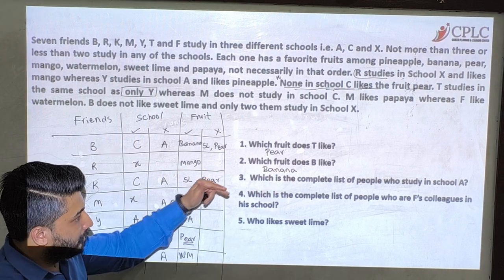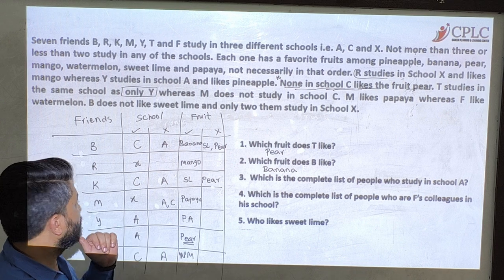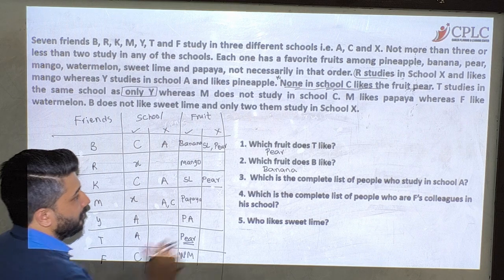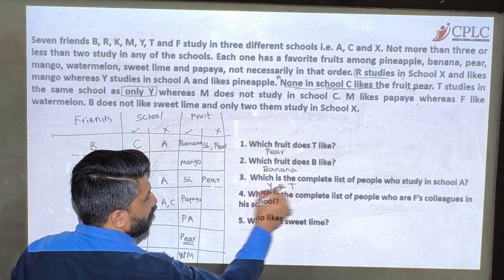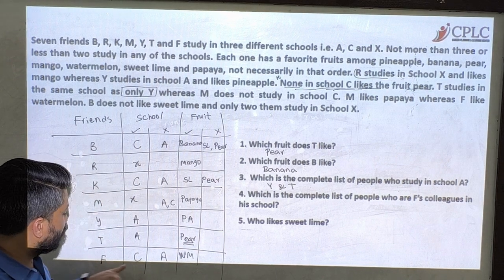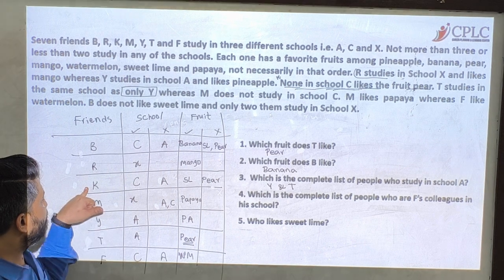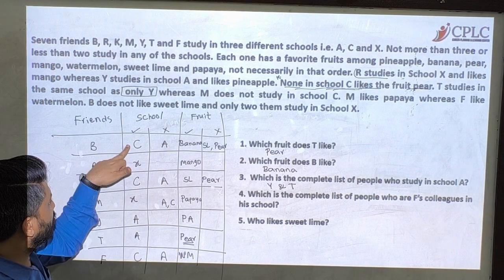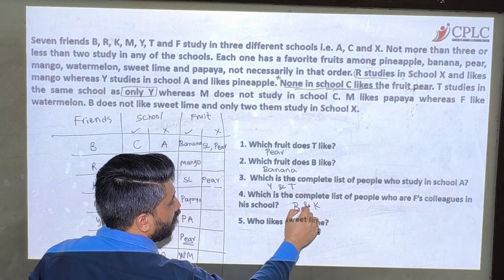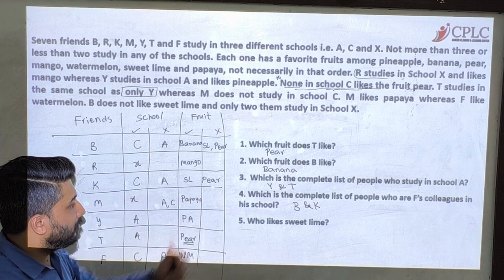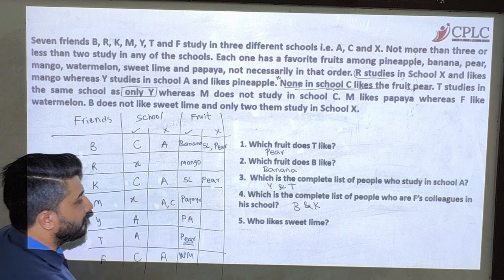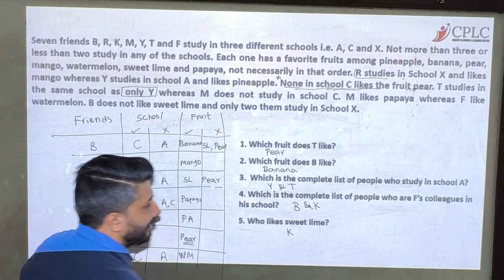Then the third one, complete list of people who study in school A. The people in school A we have figured out already, Y and T. Then complete list of people who are F's colleagues in his school. F goes to school C. Apart from F, B and K also go to school C. So these are our answers. B and K are F's colleagues. And the last one, who likes sweet lime? Clearly you'll see that K is the one who likes sweet lime.